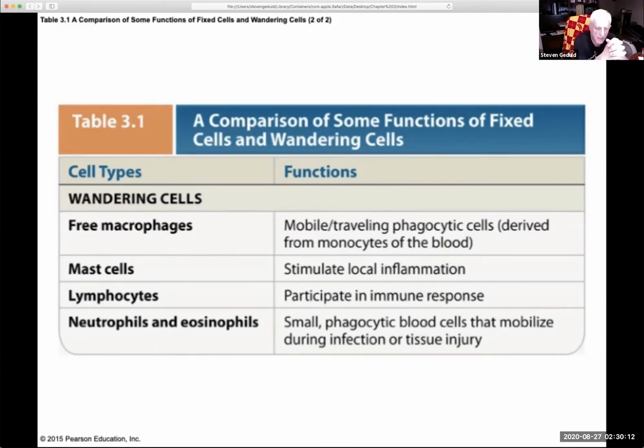Mast cells stimulate local inflammation. When you have trauma to an area, you get an inflammatory response. The first step is your mast cells. The lymphocytes participate in your immune response. Those are from the white blood cells. And your neutrophils and eosinophils are smaller phagocytic blood cells that mobilize during infections or tissue injuries to help destroy damaged or diseased tissue.